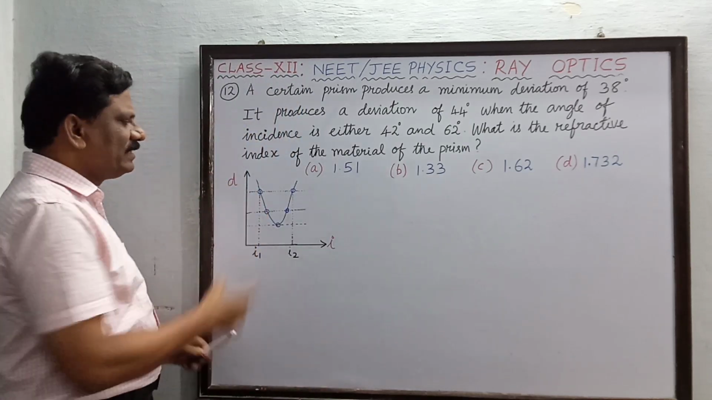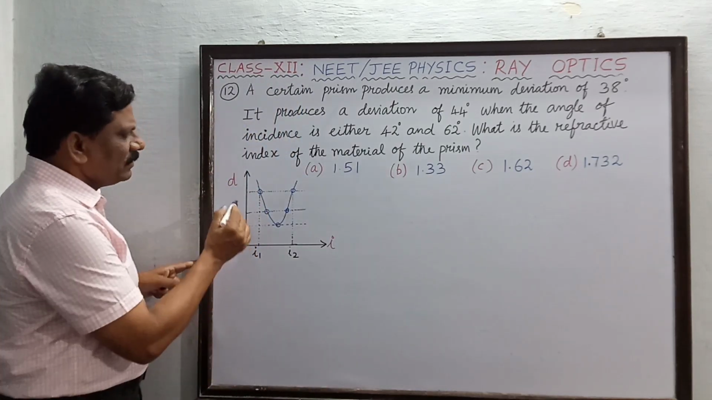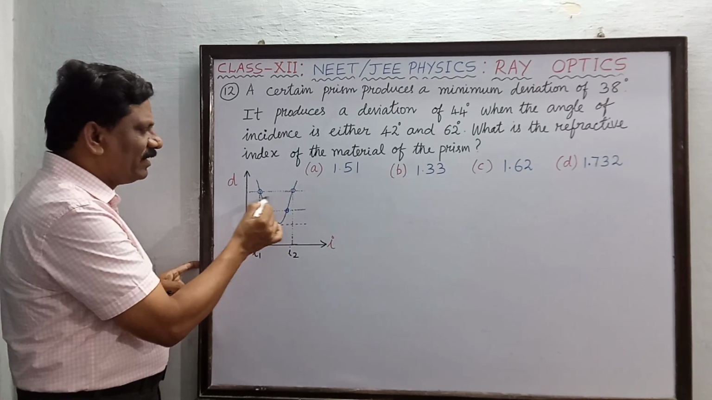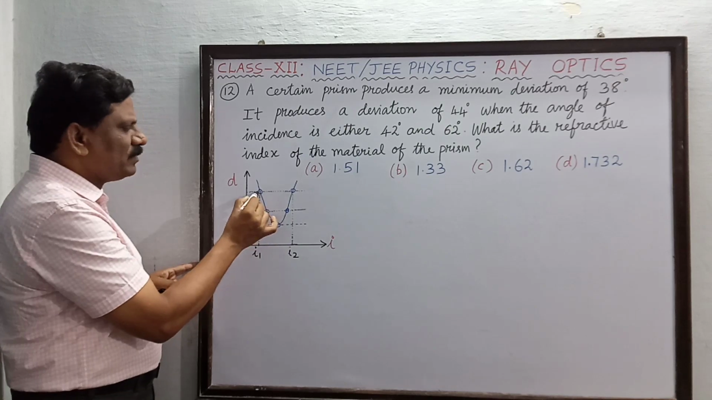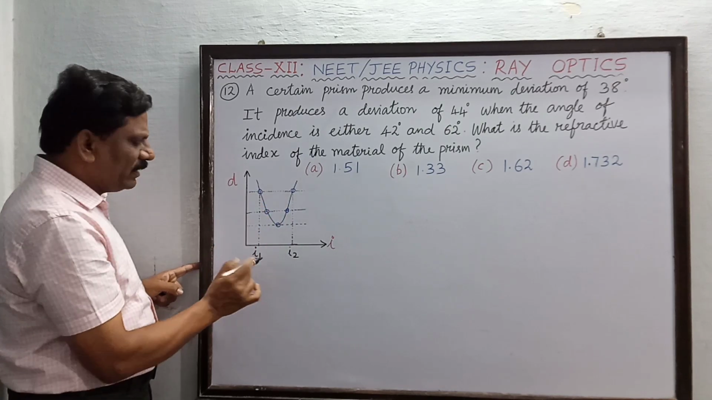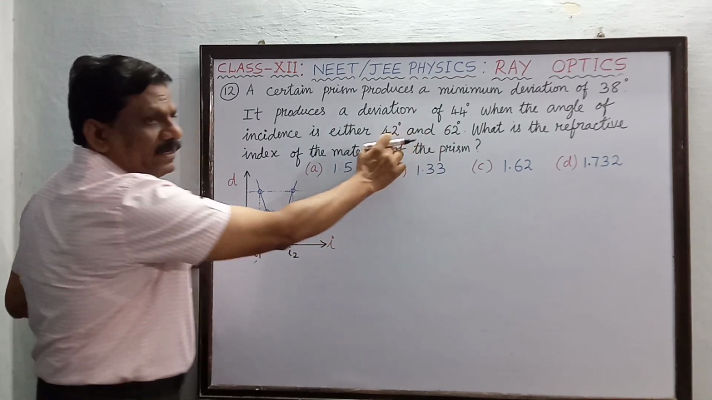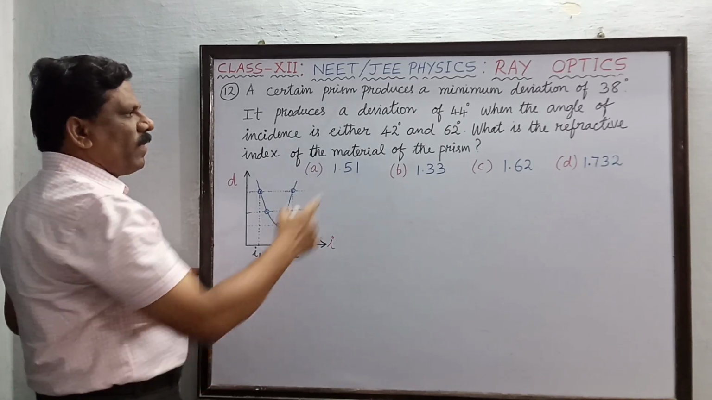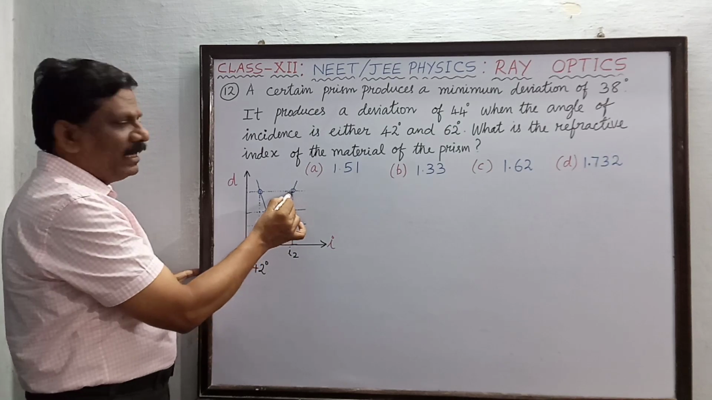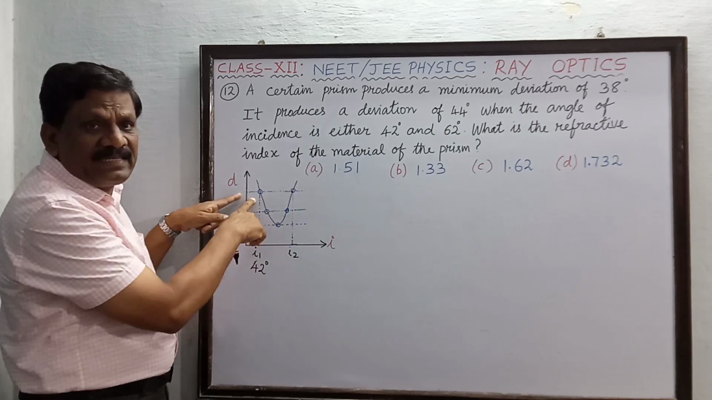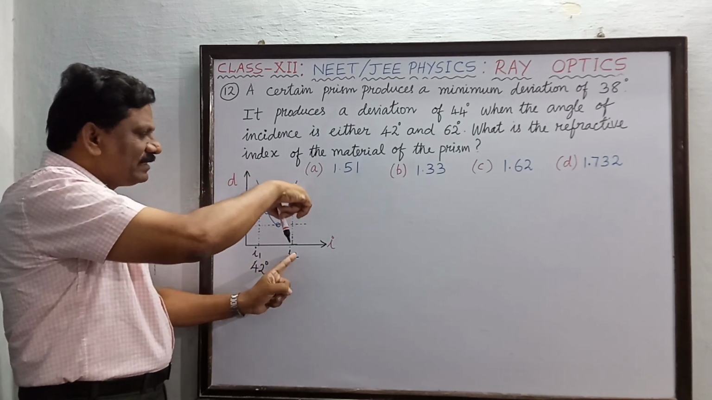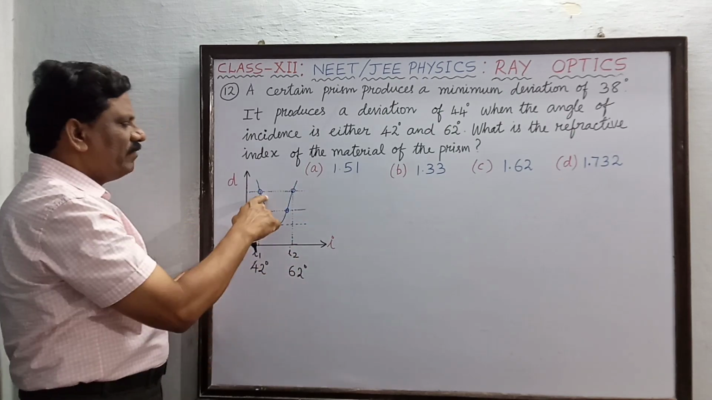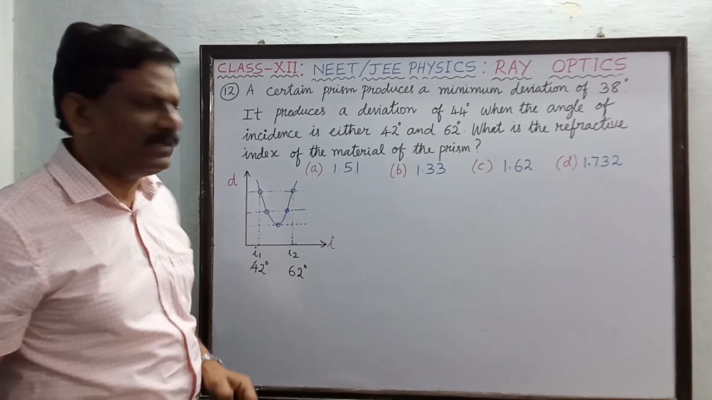Now you can see in this graph, this straight line drawn parallel to the x-axis is cutting the graph at 2 points. At this point the angle of incidence is i1, say 42 degrees, and at this point also the deviation is the same. The deviation on the y-axis remains the same. So at 62 degrees also we have the same angle of deviation.